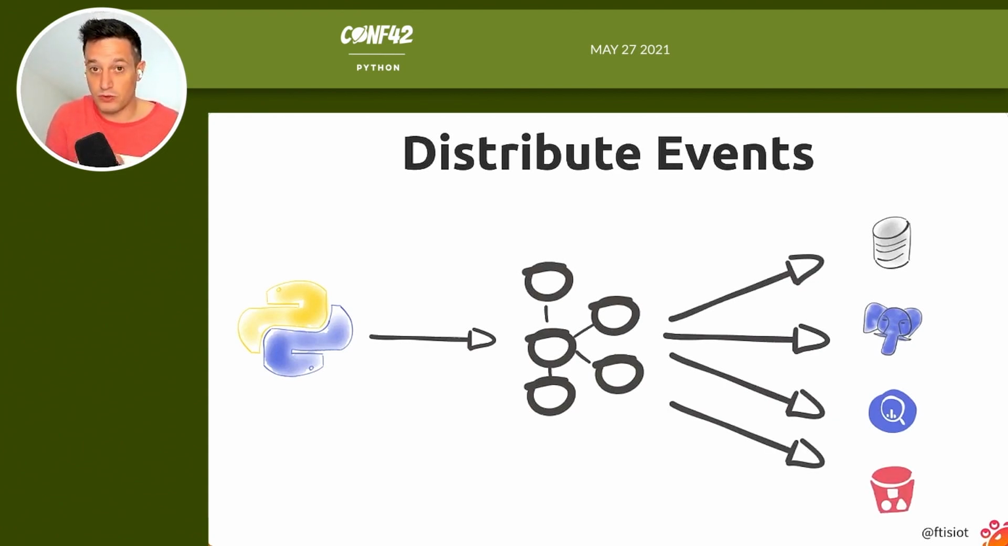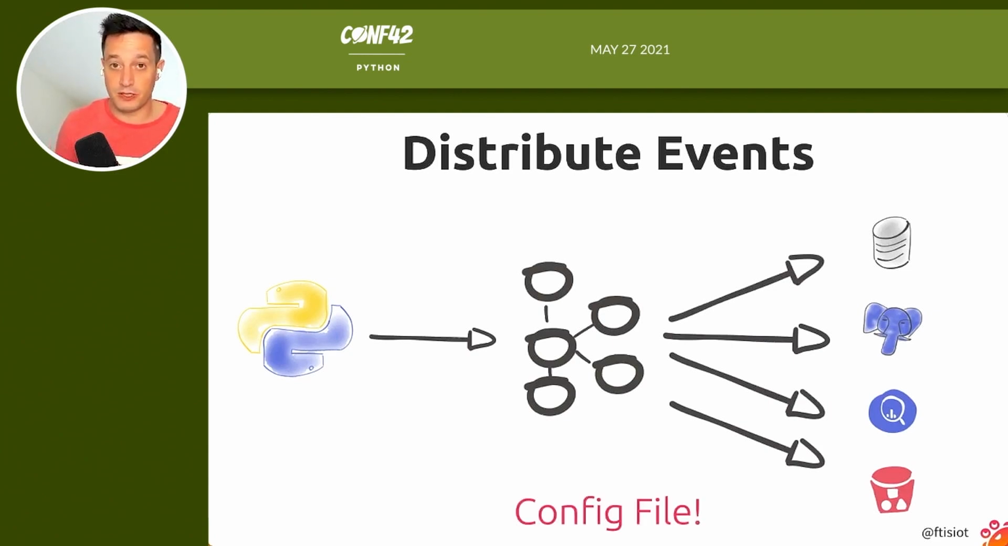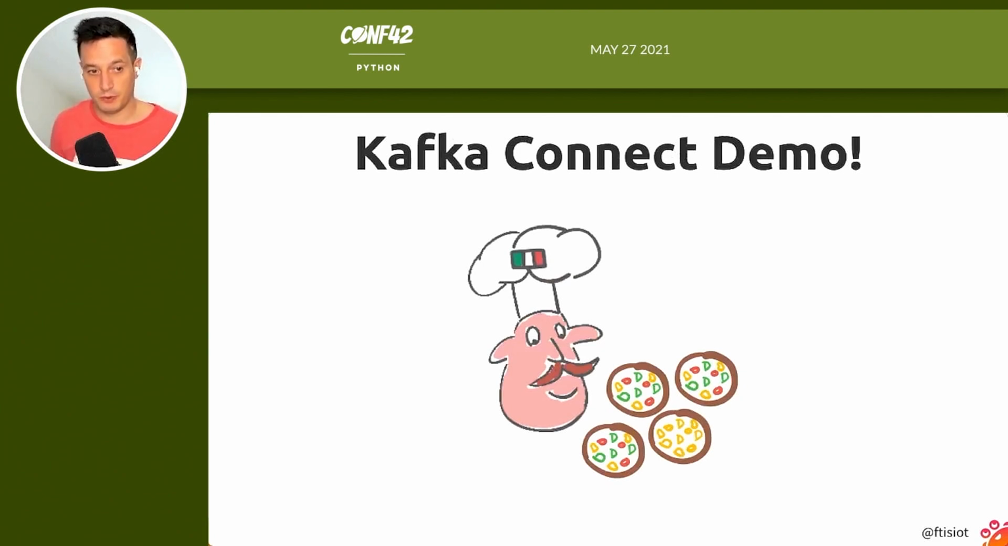And again, what you need to do is just define a config file saying from which topic you want to take data and where you want to bring it. And with Aiven, Kafka Connect is also a managed service. So you just have to figure out how to write the config file. So let's check this also as a demo.